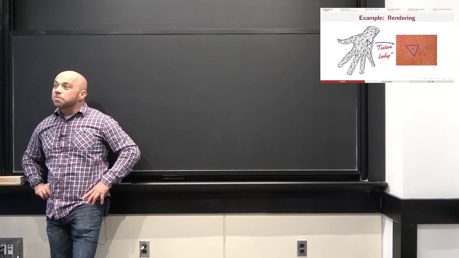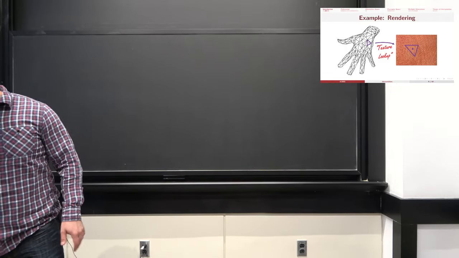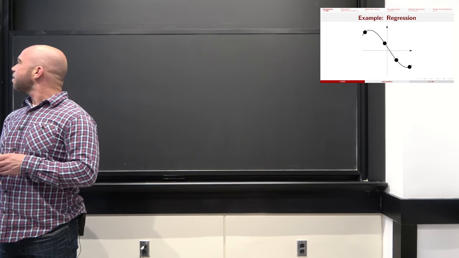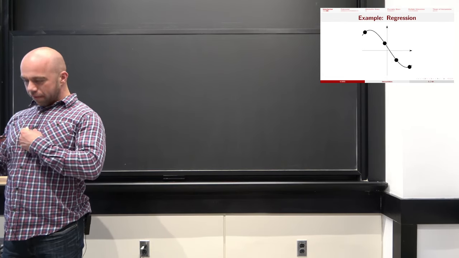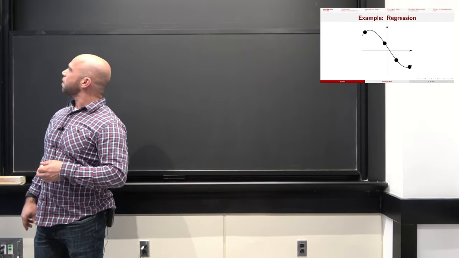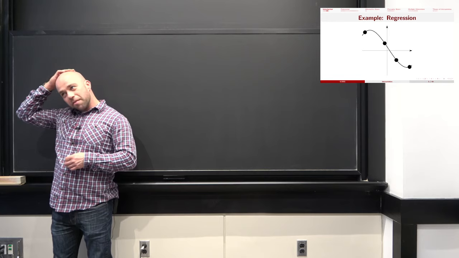Of course, interpolation problems are not just in computer graphics. They're everywhere. They're unavoidable. We've already talked about one instance of this, which is regression, right? So here we're given some values of a function at a few isolated points, and our job is to come up with basically a prediction of what that function value would be somewhere else.